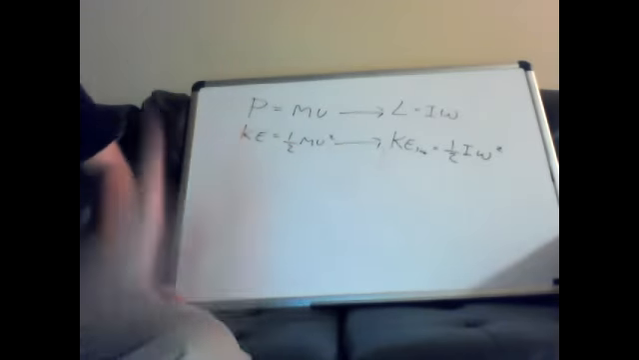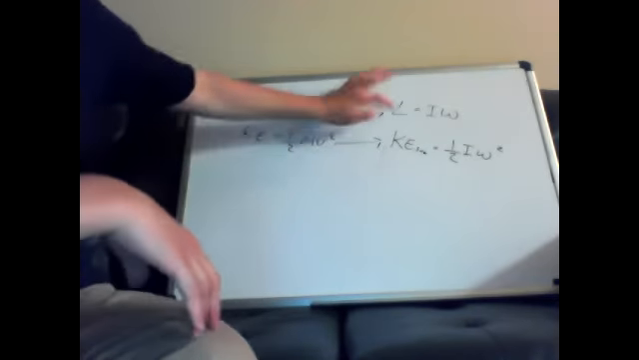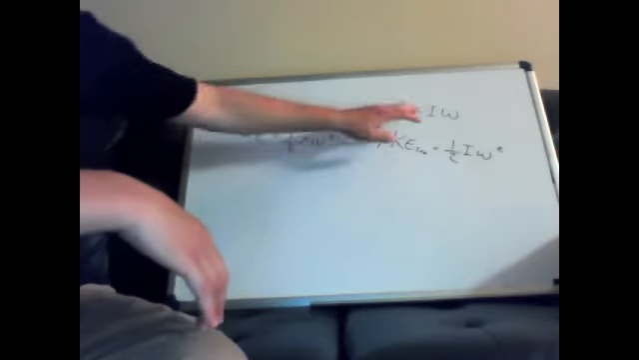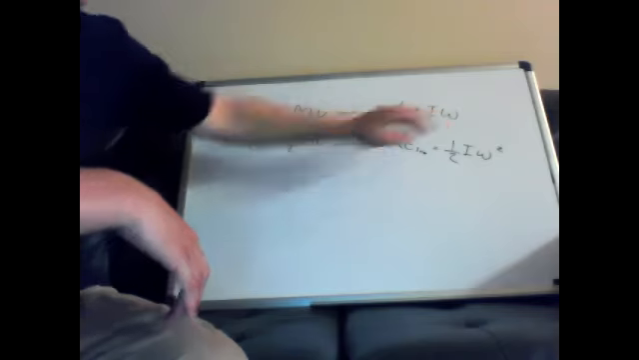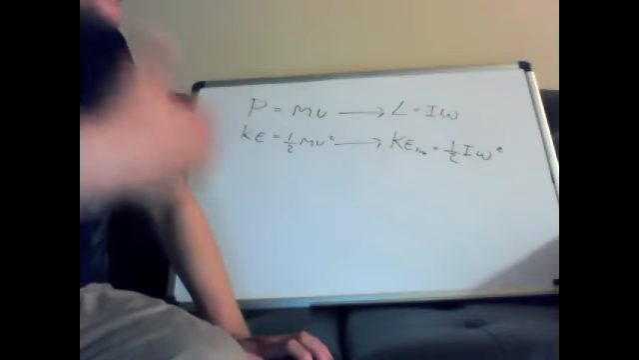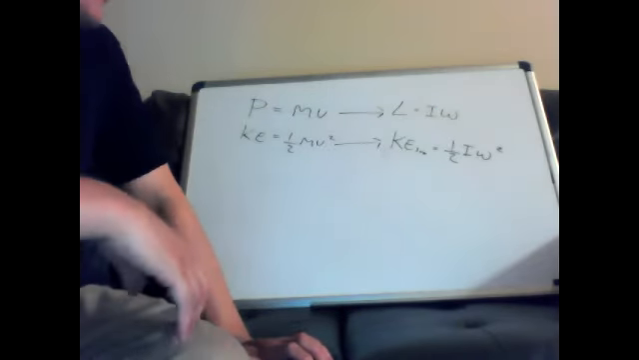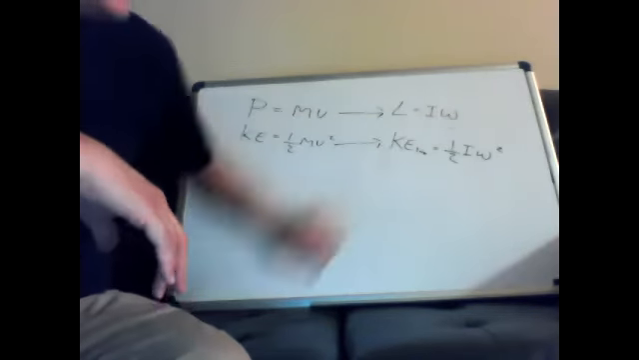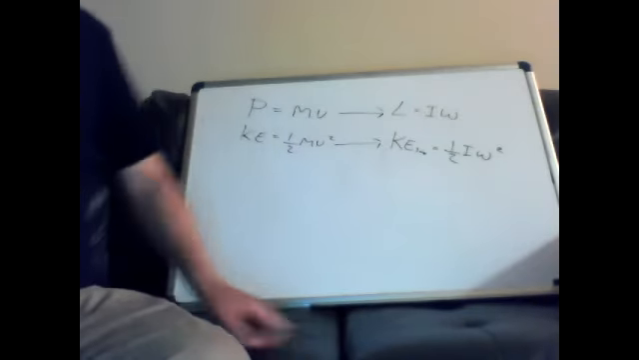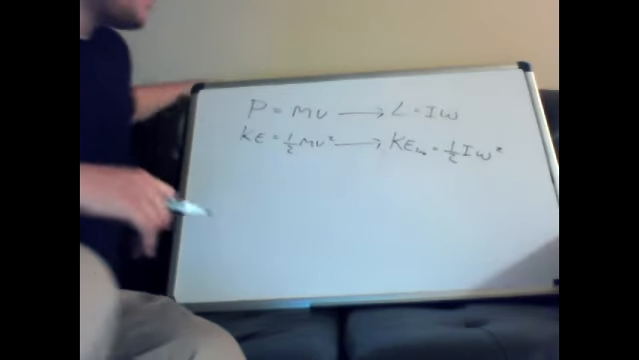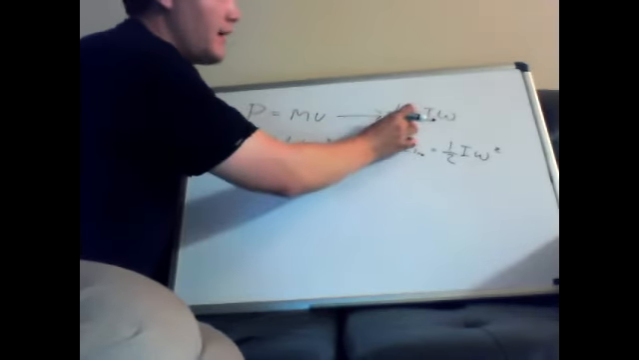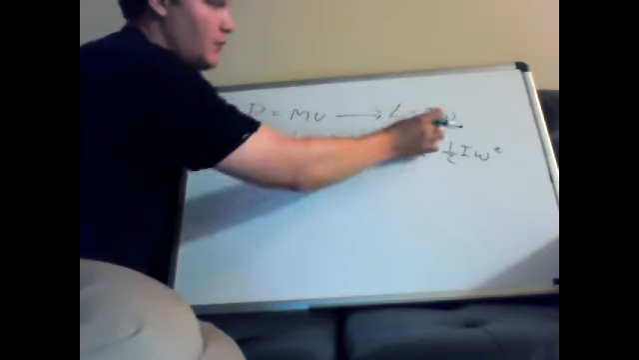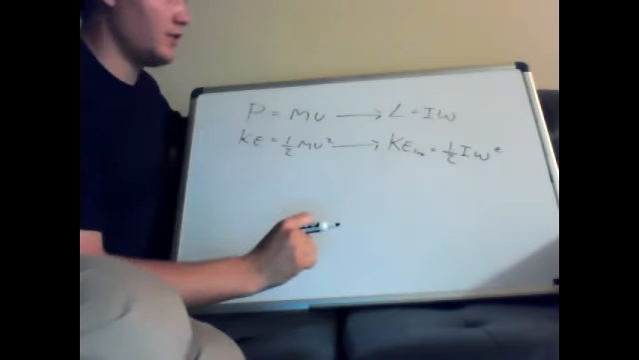In terms of its rotational counterpart, we represent that with an L. Just like we did with other quantities in rotation, we replace our mass with the moment of inertia, because the moment of inertia tells us how the mass is distributed. So we replace that with our moment of inertia I, and then we replace the tangential velocity with our angular velocity. Therefore, our formula for angular momentum is L equals I times omega. Angular momentum is equal to moment of inertia times the angular velocity.